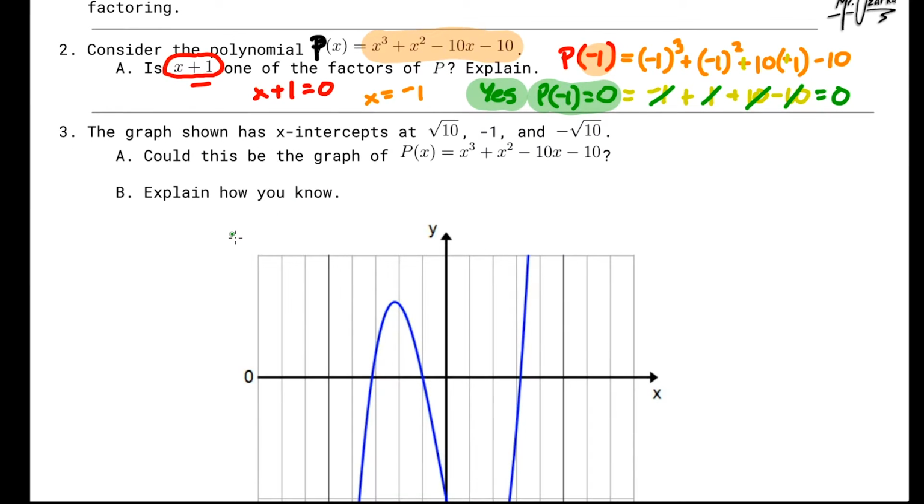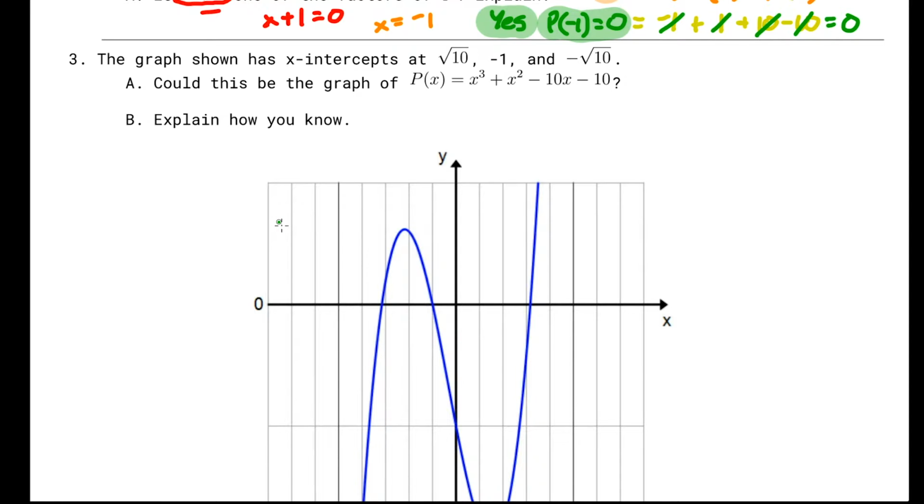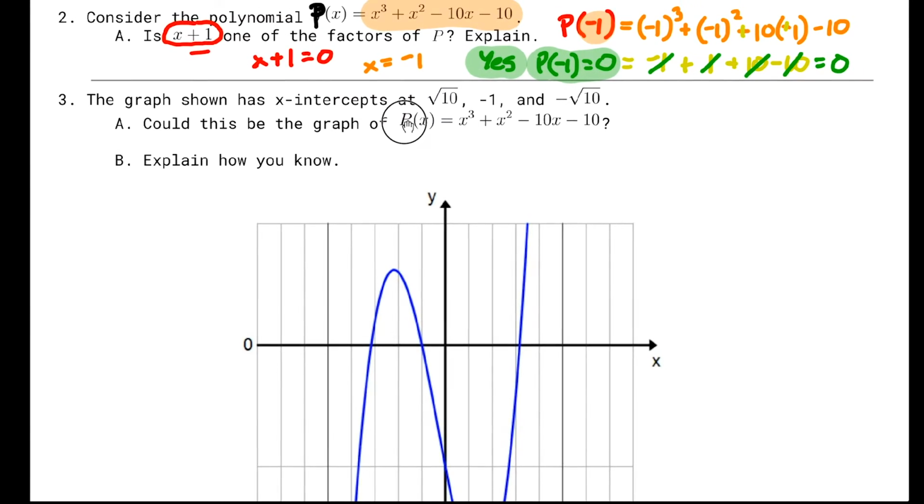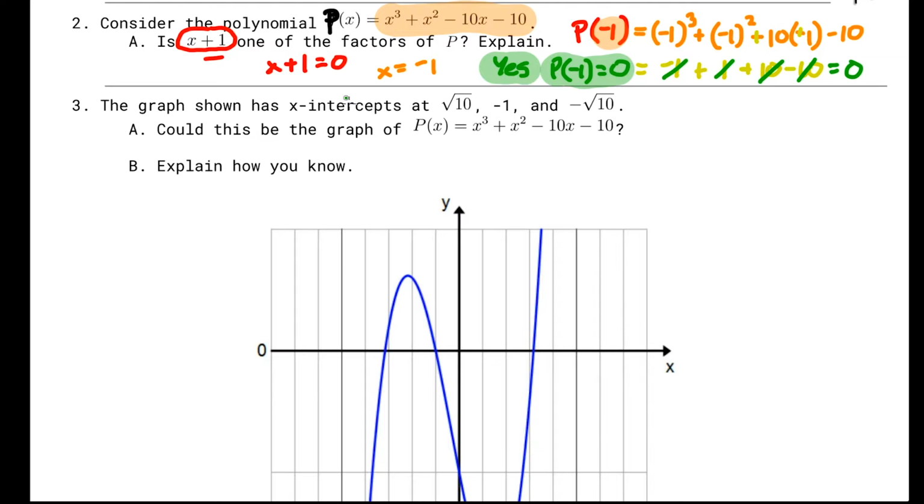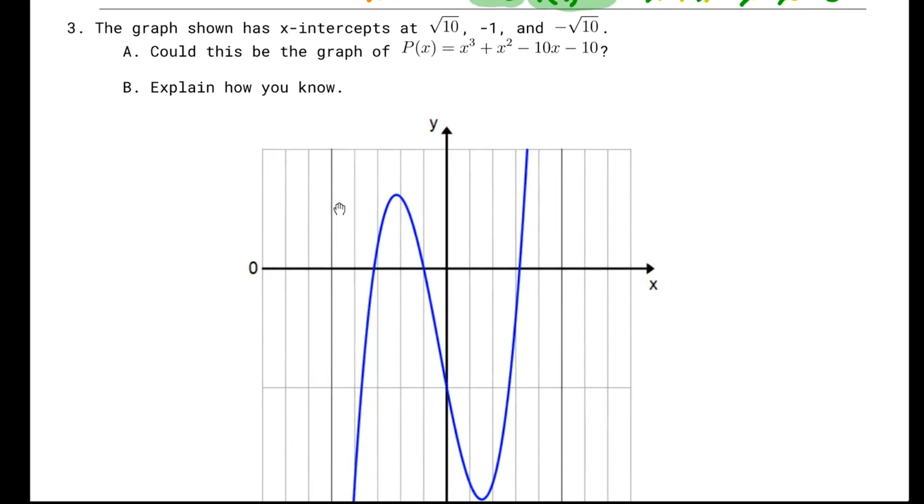The next one, it says the graph shown has x-intercepts at the square root of 10, negative 1, and negative square root of 10. Could this be the graph of this p of x function right here, which is the same as the one above? Explain how you know. Okay, so it says that there's x-intercepts at the square root of 10. Okay, so that would be like right here. This is square root of 10. This one right here would be the negative 1. And then this one right here would be the negative square root of 10.